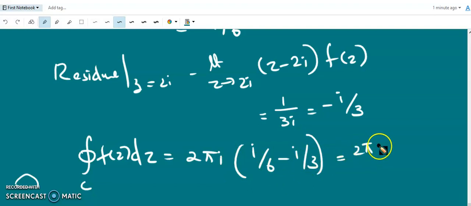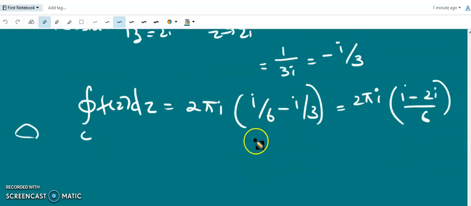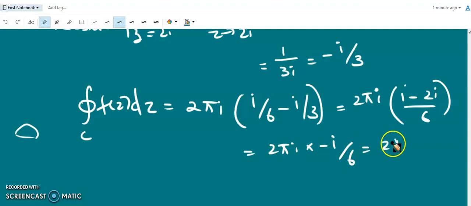So that is 2 pi i into, taking 6 as the common factor, i by 6 minus 2i by 6. So i minus 2i is minus i. So we have 2 pi i into minus i by 6. i square is minus 1, and minus minus is plus, so 2 pi by 6. So that is pi by 3.